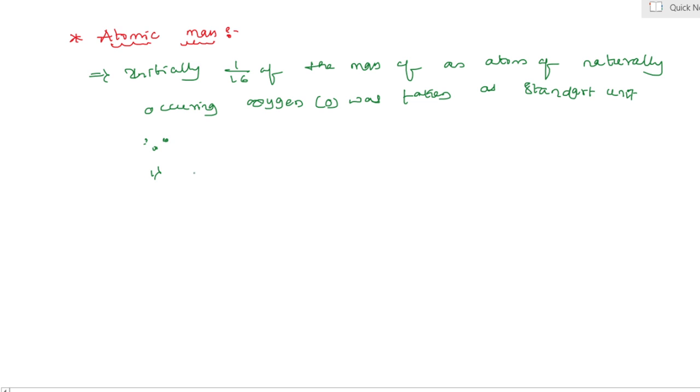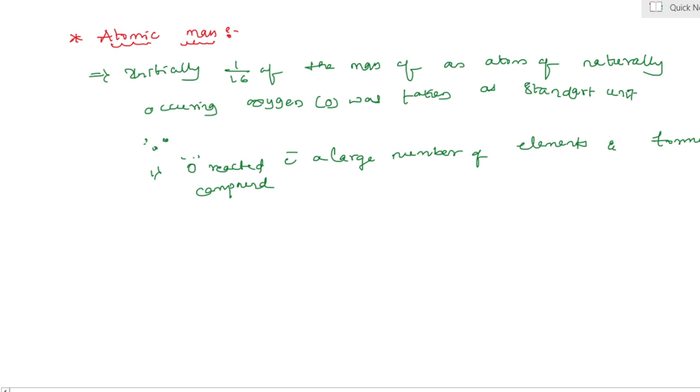First, oxygen reacted with a large number of elements and formed compounds. That means oxygen reacted with many elements and formed respective compounds. That is the first reason.